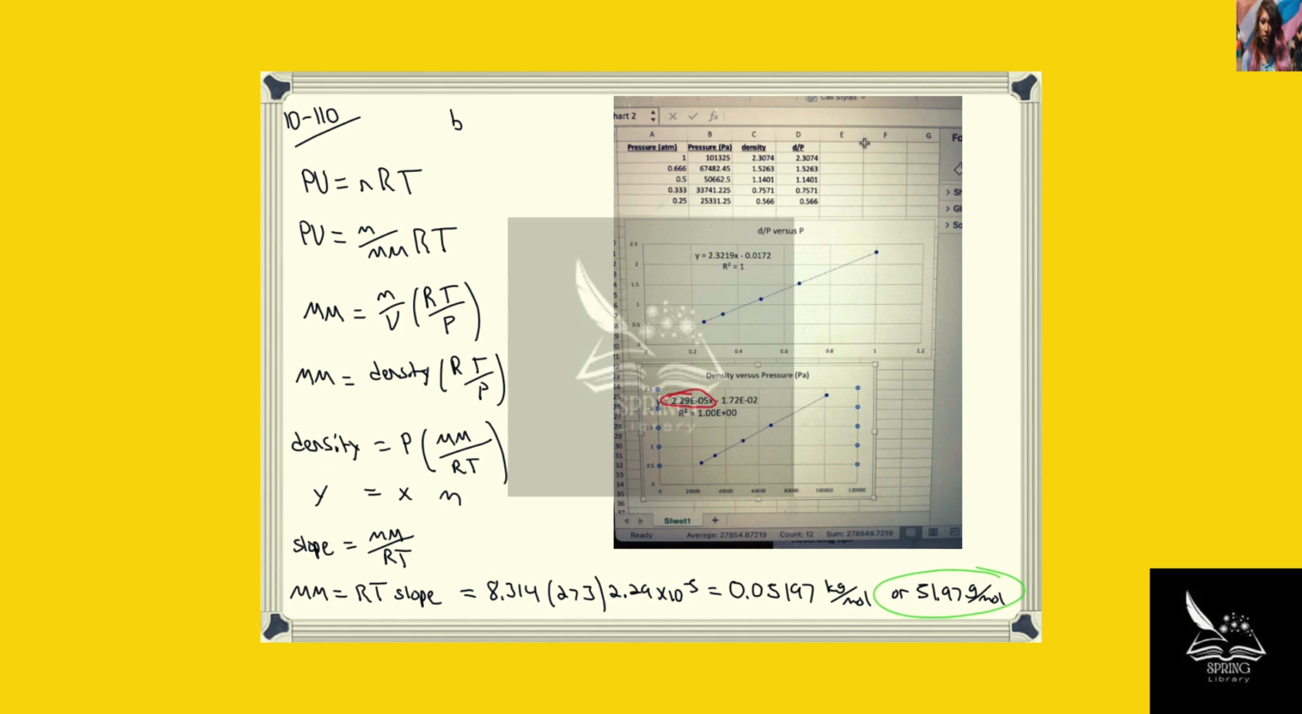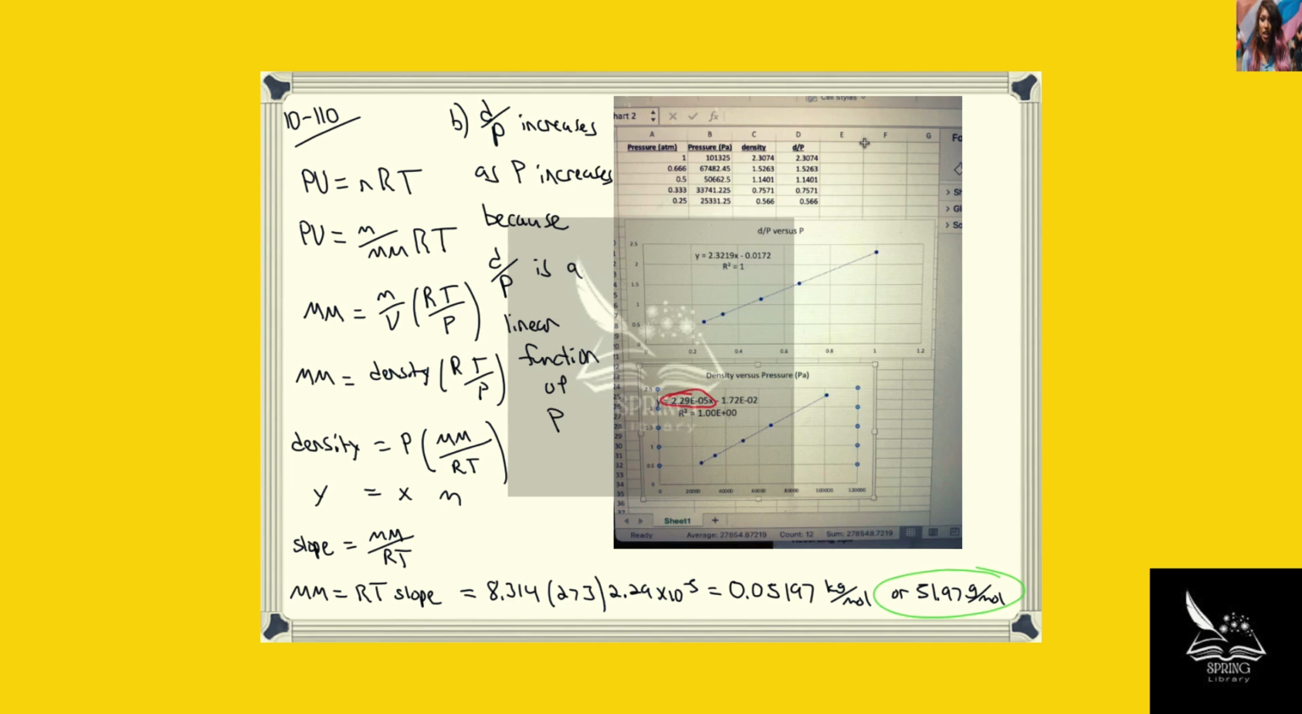Part B says, why is density divided by pressure not a constant as a function of pressure? Well, I plotted that too. The density divided by pressure versus pressure. So obviously you can see that the density divided by pressure is increasing with an increase in pressure. Or it's a linear function. The density divided by the pressure is a linear function of pressure.